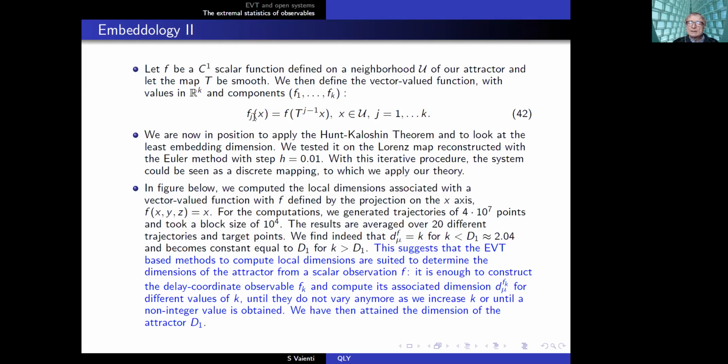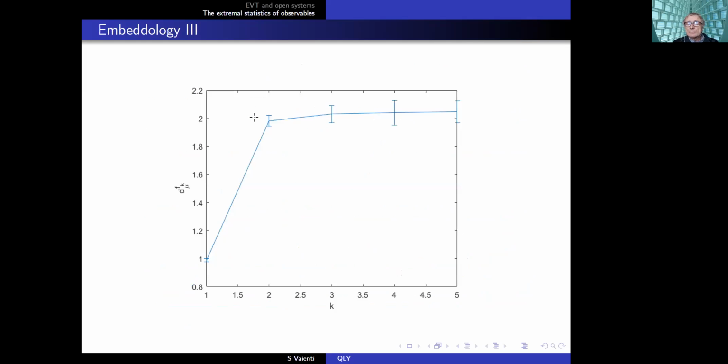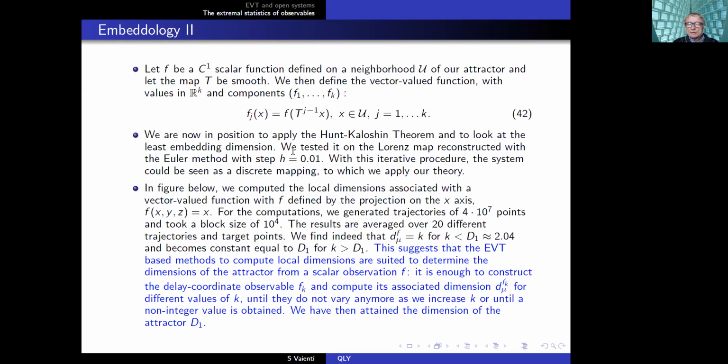For instance, we applied it to a very well-known map, which is the Lorenz map, and we get exactly the dimension of the attractor using as the function f any given function. In particular, we used just one of the coordinate functions composed with the dynamics. So I think this is a nice approach, a nice application of extreme value theory to the image measure, just because it allows us to compute easily this dimension of the measure in the setting of Hunt and Kaloshin.